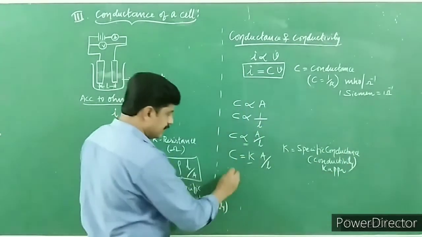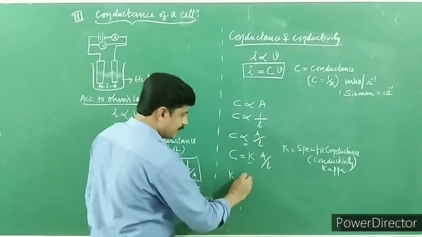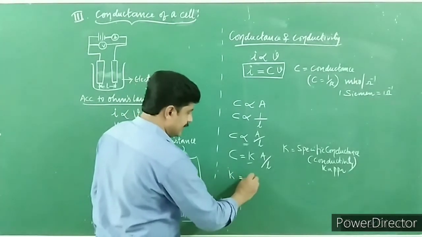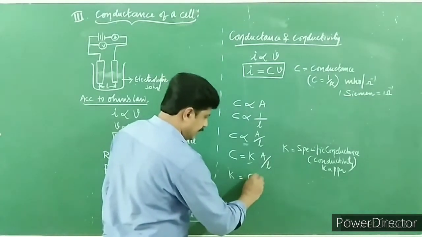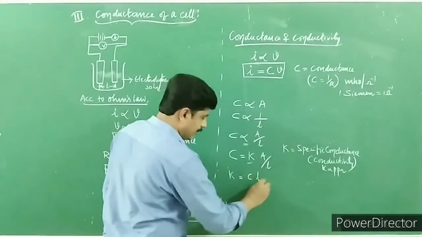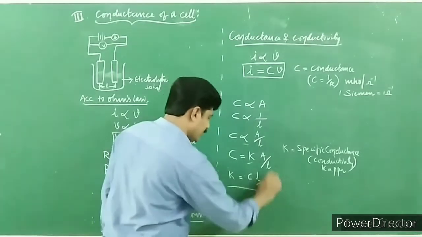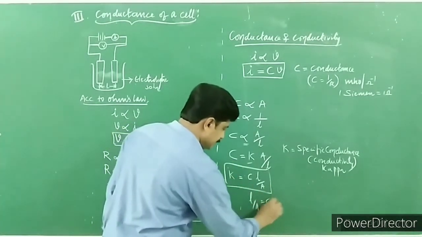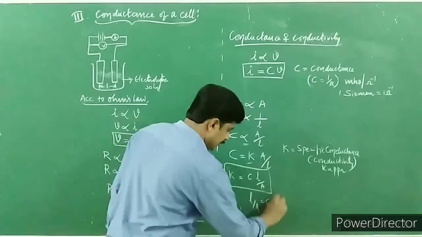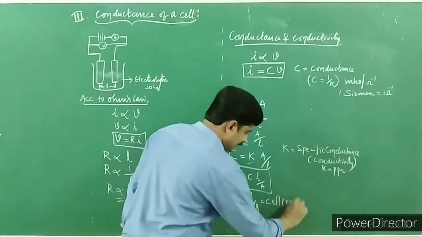Children, let me reshuffle. Look at here, K is equal to C into L upon A. Now look at here, L by A is nothing but, what is this? Cell constant.